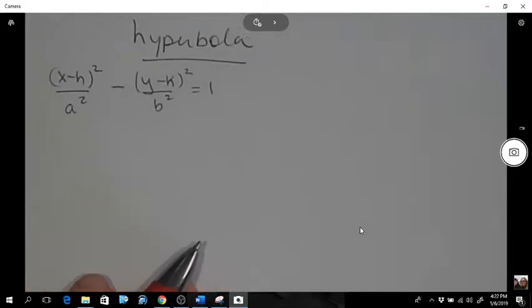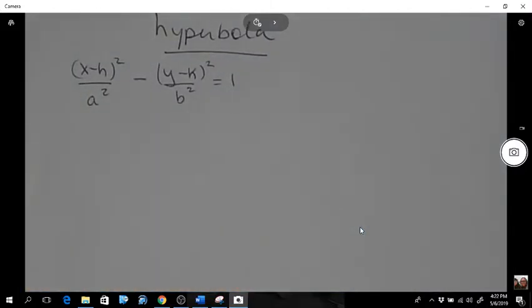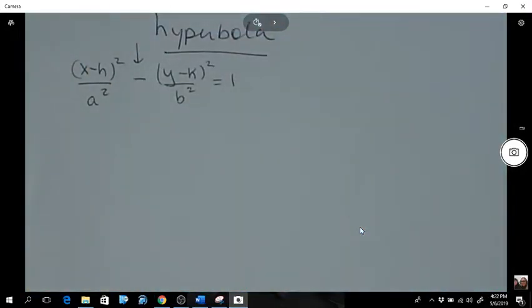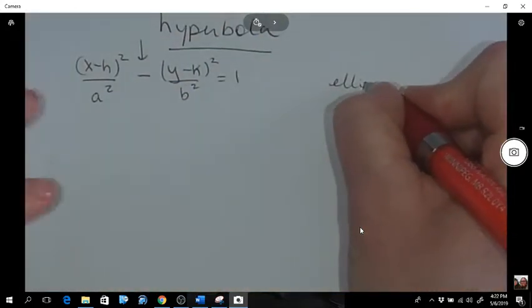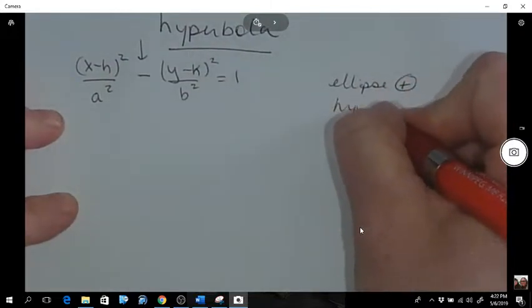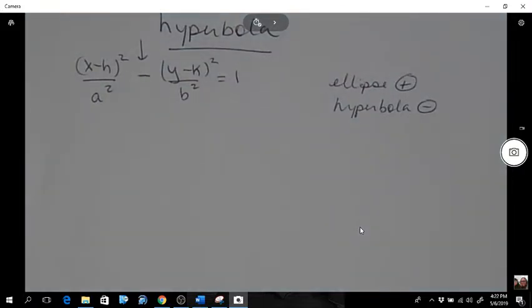Going to talk about the hyperbola now. So here's the general formula for the hyperbola. You can see that the formula looks almost exactly the same as the ellipse. The only difference is that there's a negative sign. So ellipse has an add sign versus a hyperbola has a subtraction sign in between. Okay, that's the only difference between the formula.